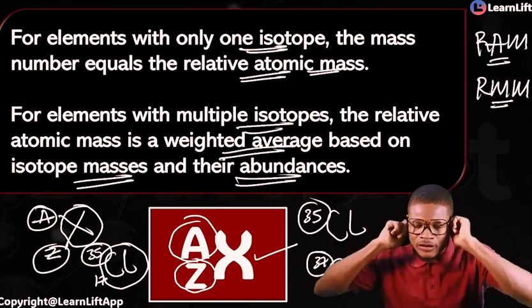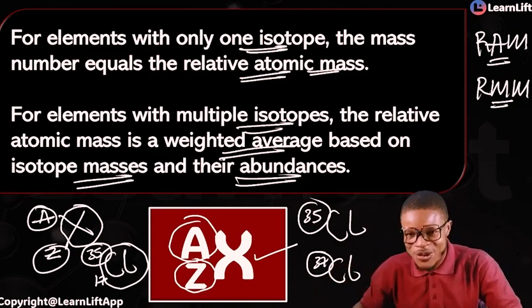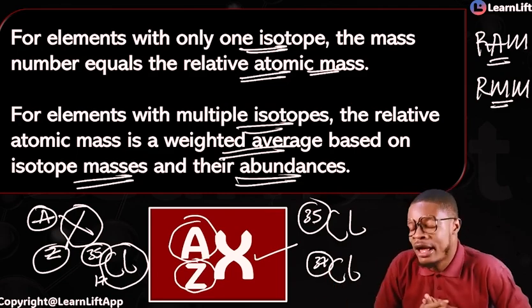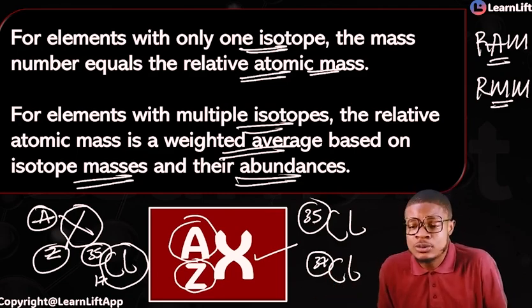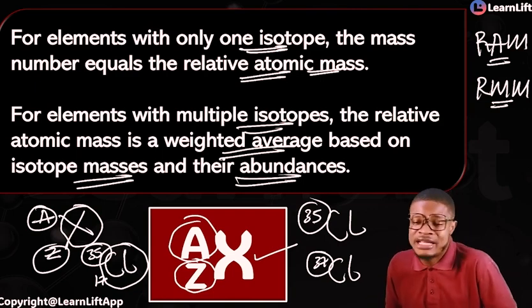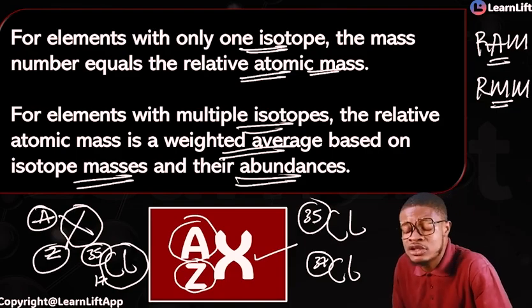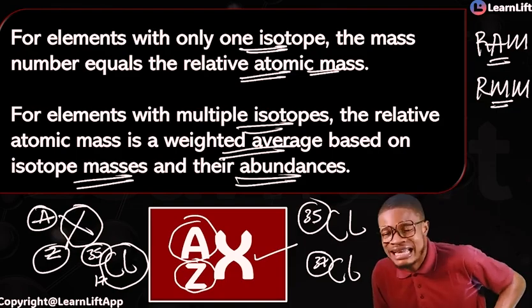For the last time, for elements that have one isotope, their mass is the same thing as their mass number. But for elements that have multiple isotopes, the relative atomic mass, which is your RAM, is a weighted average on the basis of their atomic masses and their abundances.